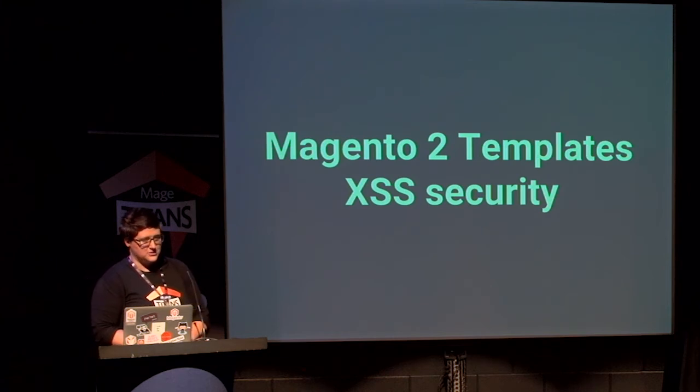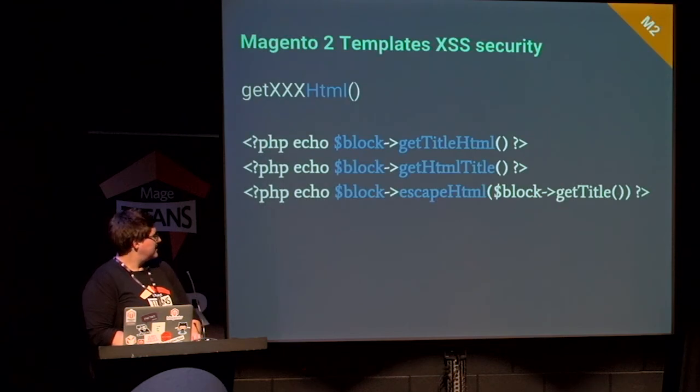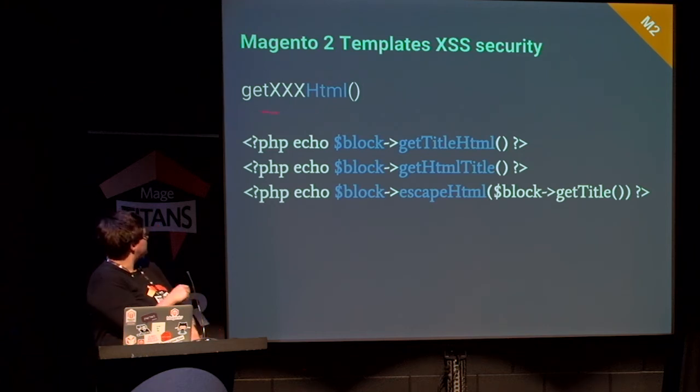I'd like to talk about Magento 2 templates cross-site scripting security. There is actually a nice page on the DevDocs where it is explained which methods you should use for escaping output. So there are those get-whatever-HTML methods. If there is a getTitleHtml method, or if the function contains HTML, you can use it and you don't have to escape it further.